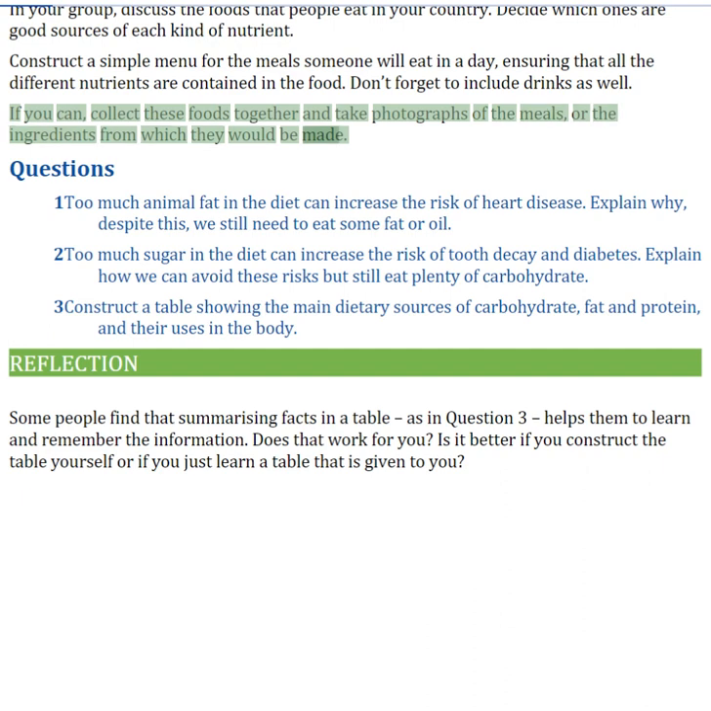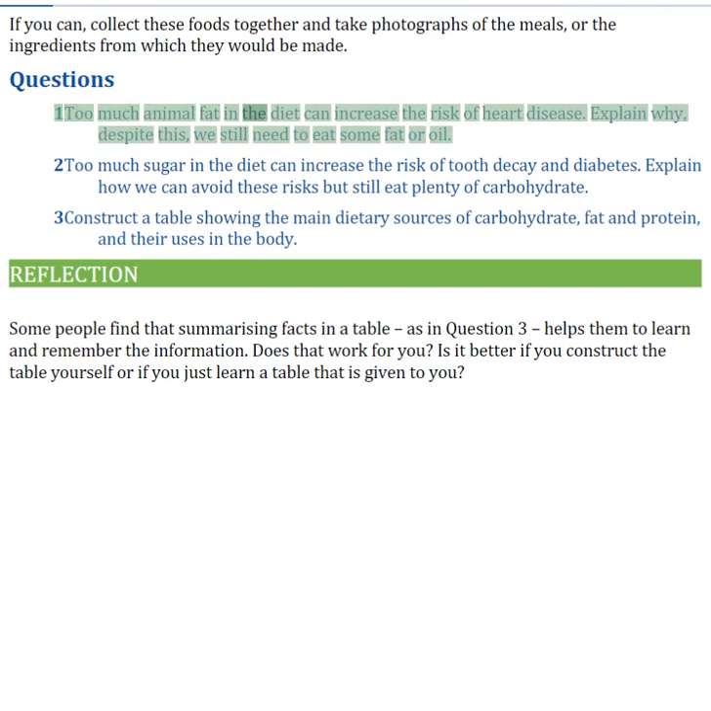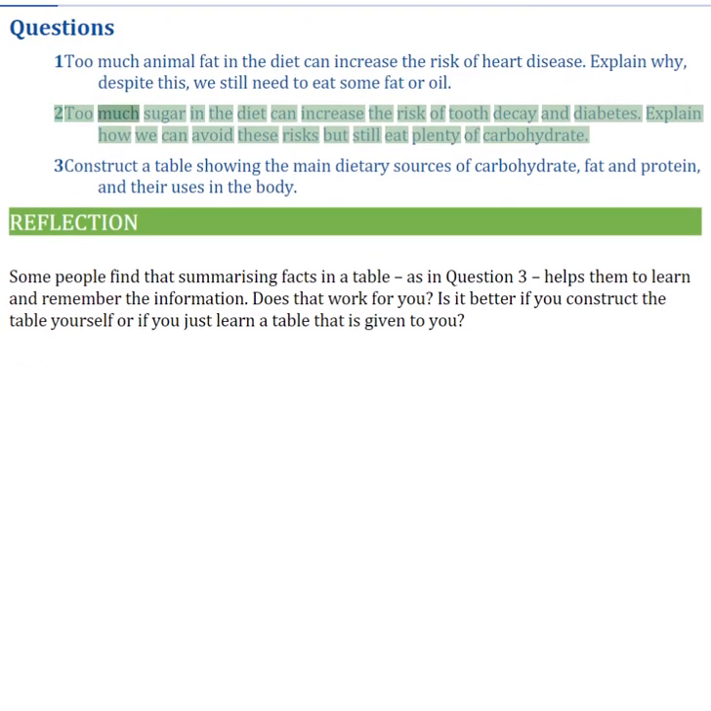Questions. 1. Too much animal fat in the diet can increase the risk of heart disease. Explain why, despite this, we still need to eat some fat or oil. 2. Too much sugar in the diet can increase the risk of tooth decay and diabetes. Explain how we can avoid these risks, but still eat plenty of carbohydrate.